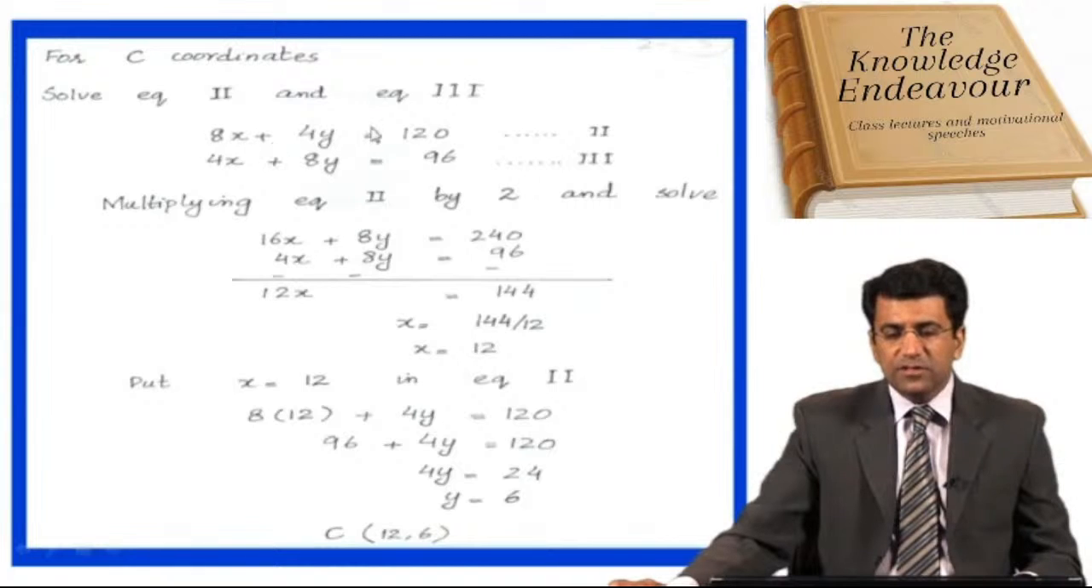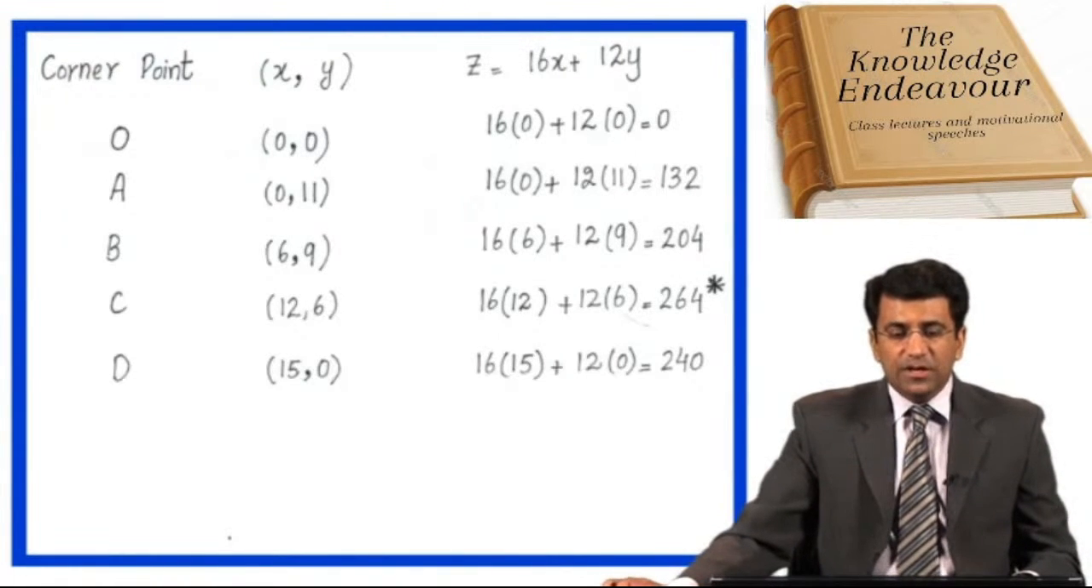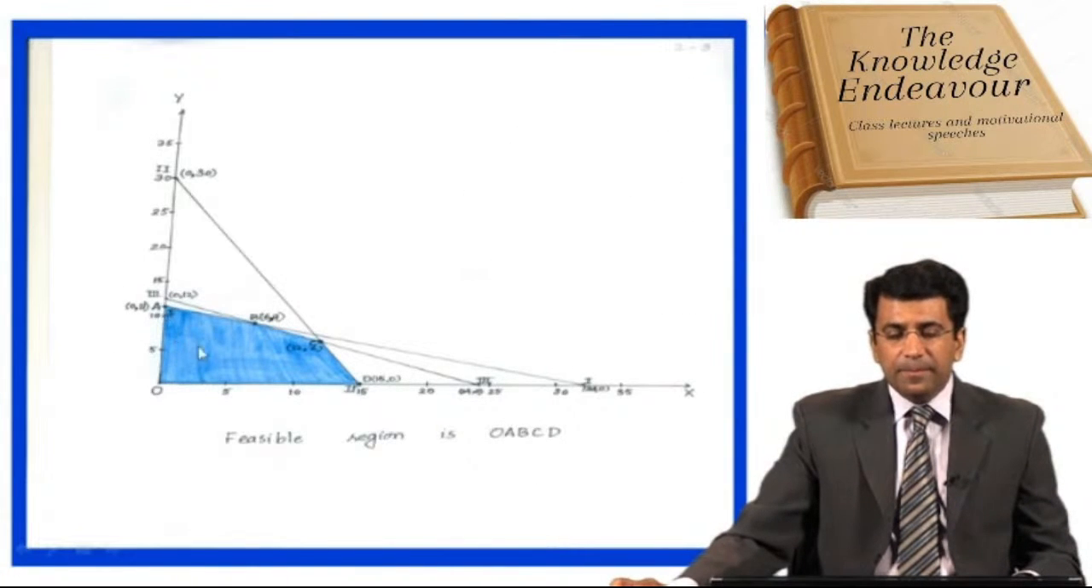So again, this is the second equation, this is the third equation. We will multiply the equation 2 by 2 and then solve both of these equations. We will get the value of x is equal to 12 and the value of y is equal to 6. So these are the coordinates for the particular point C, that is 12 and 6. Now again, we have all the corner points, that is O, A, B, C, D. Now again, if you refer to that particular graph, this O, A, B, C, D, this is our feasible region.